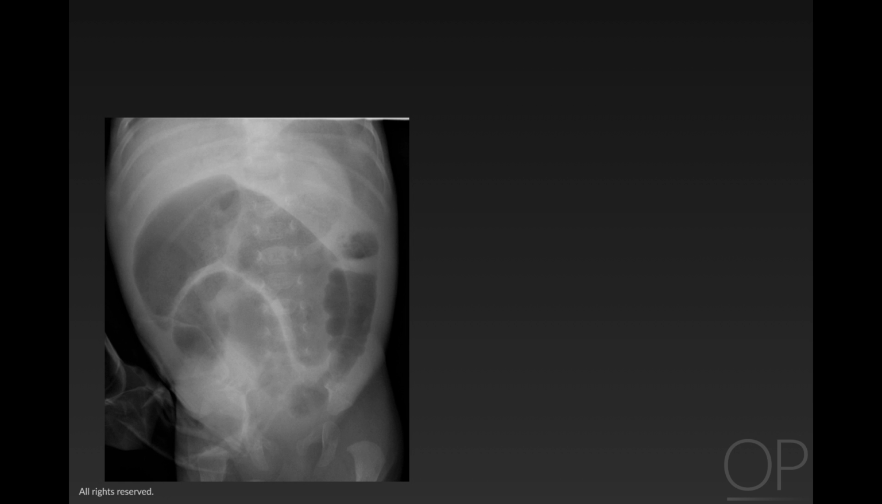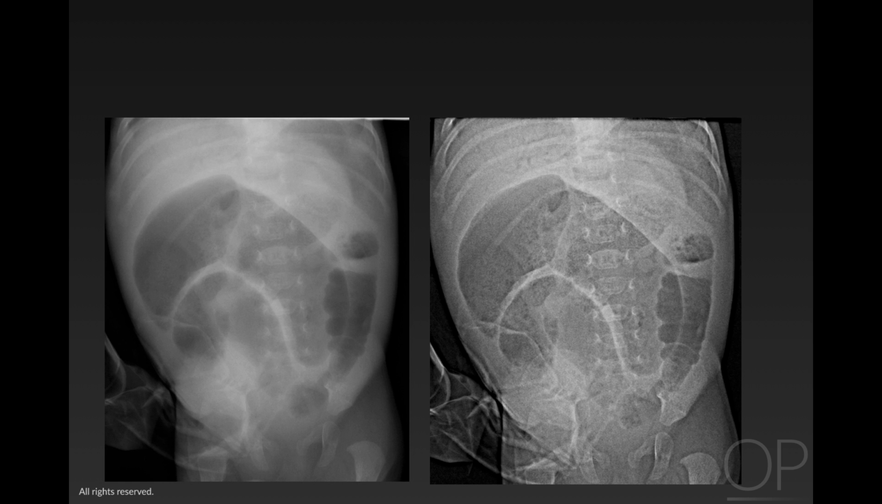Another baby who has very distended distal bowel, and here the findings are quite subtle. When I'm looking for pneumoperitoneum or pneumatosis, I use a high contrast setting on our PACS system. And here the finding is much more obvious. The baby has portal venous gas in the setting of necrotizing enterocolitis.